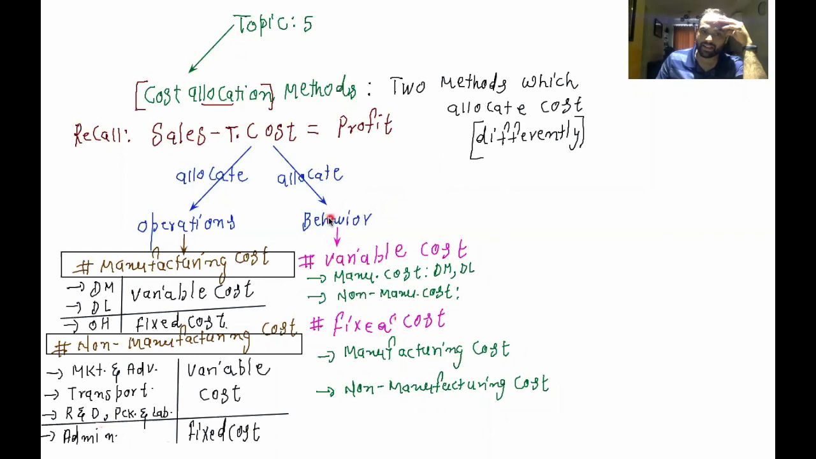So now the idea is that by behavior, cost is divided into two parts. So by behavior, the cost of this pen is divided into two parts, variable and fixed, right? Variable and fixed is the total cost of this pen by behavior. And by operation, manufacturing and non-manufacturing is the total cost of this pen by operations, all right? So remember this thing.